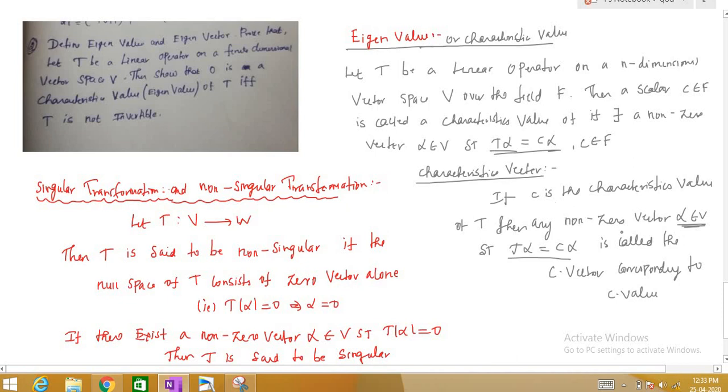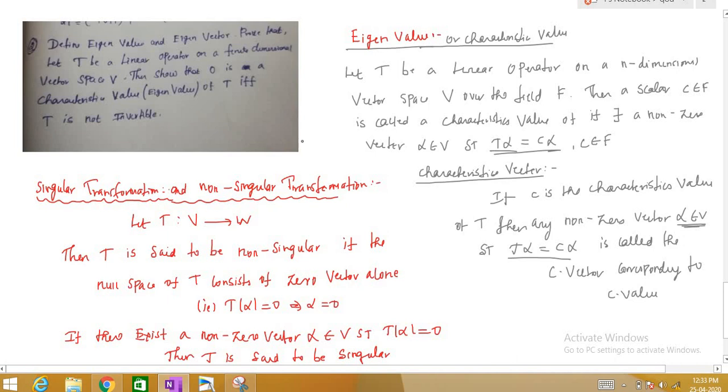So any non-zero vector alpha in V such that T alpha is equal to c alpha is called the characteristic vector corresponding to the characteristic value. You know how to find eigenvalues and eigenvectors, right? So these two are the definitions of eigenvalue and eigenvector. And you have to know what is meant by singular transformation and non-singular transformation.